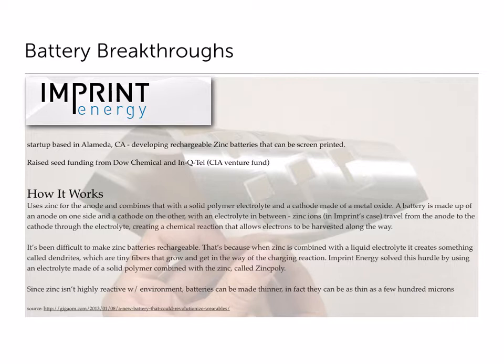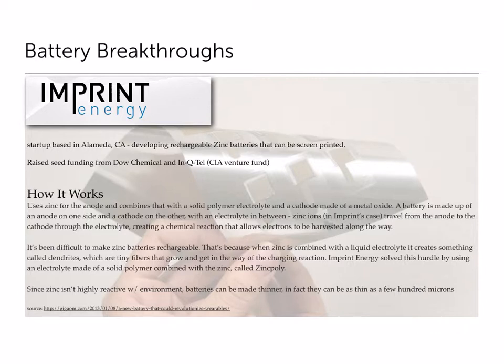It's based upon zinc instead of lithium ion, and the importance of that is lithium ion is extremely reactive with the atmosphere environment, which is why batteries are so thick, because a lot of that is just casing to protect the lithium. Because theirs is based upon zinc, their batteries can be made thinner. In fact, they can be as thin as a few hundred microns. And the secret sauce of their technology is something called zinc poly.